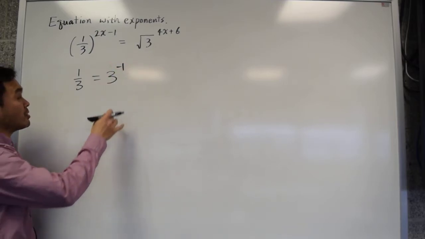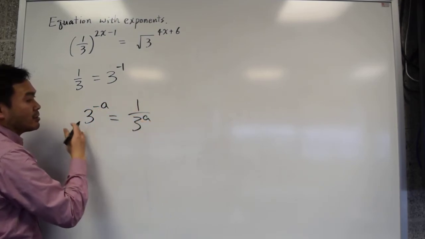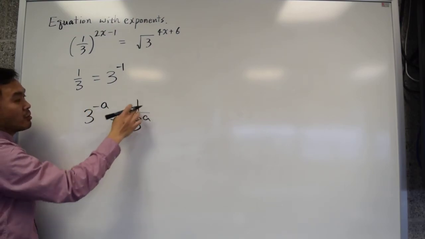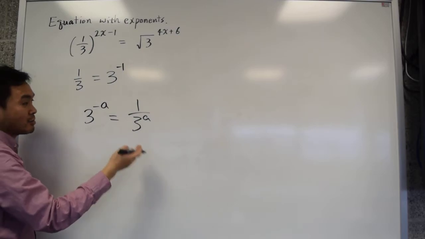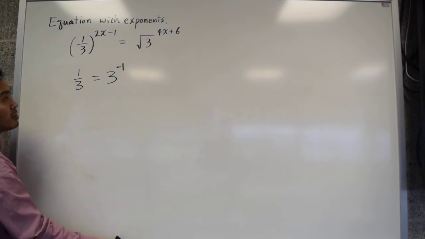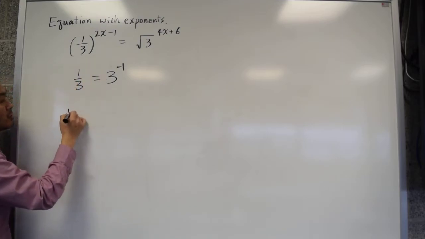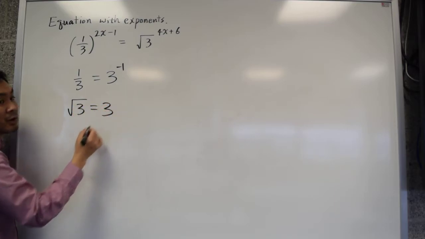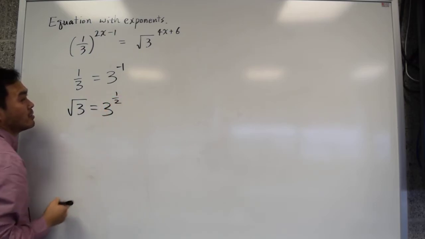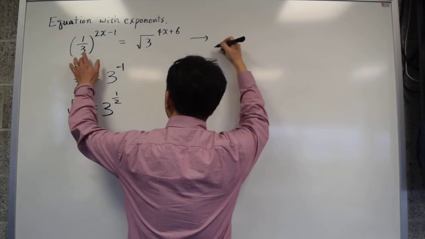The exponential rule is that 3 to the negative a is 1 over 3 to the a. So when a is 1, you get 1 over 3 to the first power, and 3 to the first power is just 3. That's one piece of knowledge that you absolutely have to know in order to solve this. The next thing is, what is square root of 3? This is 3 to what power? 1/2. Yes.